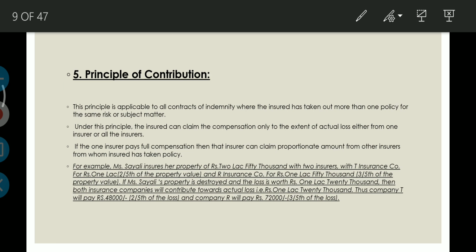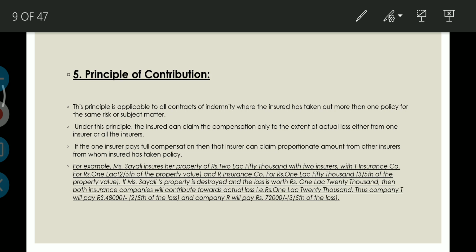The example given in your textbook is: Miss Sayali insures her property of rupees 2,50,000 with 2 insurers, T insurance company for rupees 1 lakh, and R insurance company for rupees 1,50,000. What is Sayali doing? Taking house or property insurance from 2 companies, company T and company R. The amounts of insurance are 1 lakh and 1,50,000 respectively. So if you find out the ratio, it will be 2/5 and 3/5.